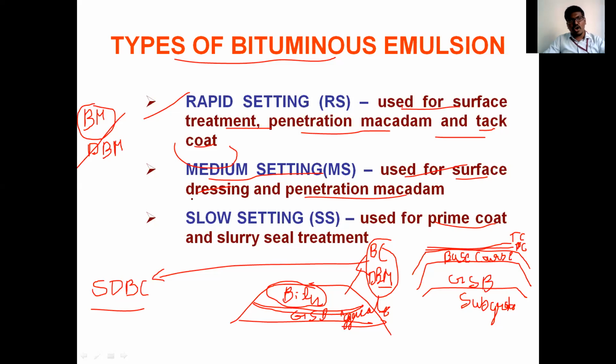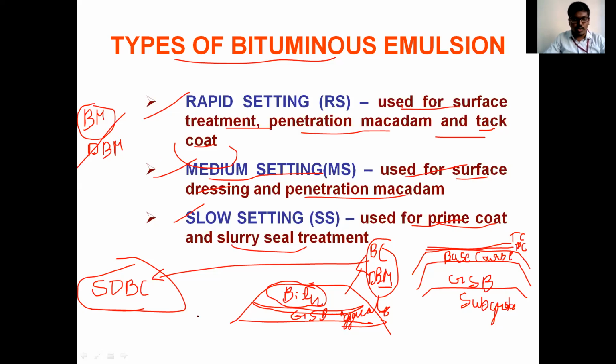Bituminous concrete will be common for any of this. Whereas leaving both of these, only one has been provided, that is STBC, mainly for village roads. I hope I'm clear. So moving to the next. The first type is rapid setting bituminous emulsion, the second is medium setting bituminous emulsion, and the third type is slow setting. Slow setting is used mainly for prime coat, and another use is slurry sealing.